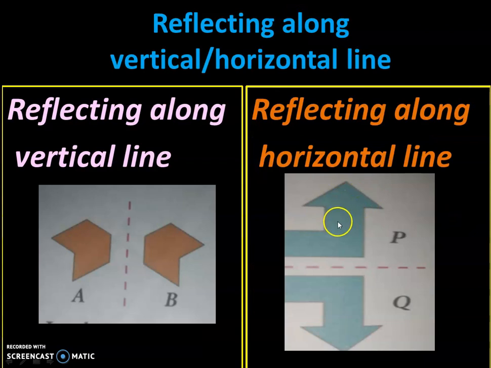The reflection may be of two types. One is along the vertical line. Another one is horizontal, that is along the horizontal line. So if it is reflecting along the vertical line like this, it is vertical reflection, and like this, along the horizontal line, it is reflecting along the horizontal line.